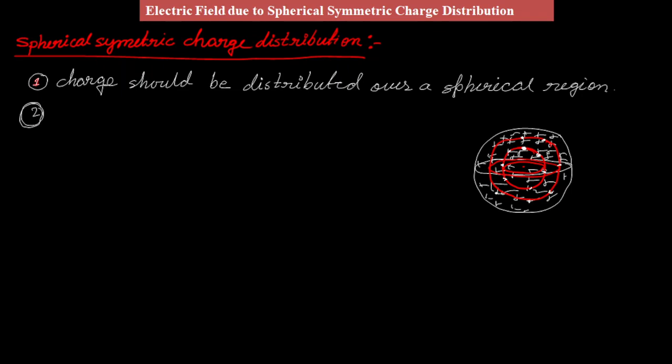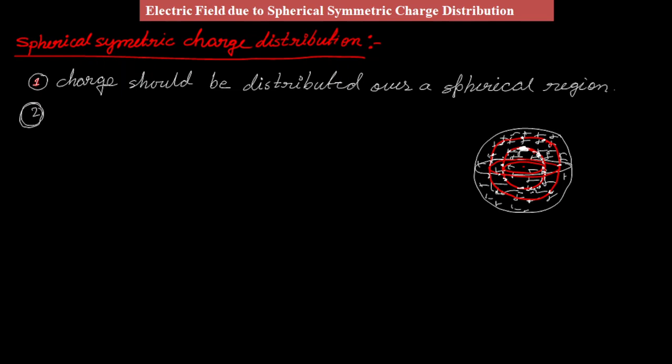At every point. So after calculating charge density, we see that whatever charge density we are getting on this surface, let's say on the inner surface, if we get the same charge density at every point on this surface, that means here, here, everywhere, then we can say this charge distribution has spherical symmetry.